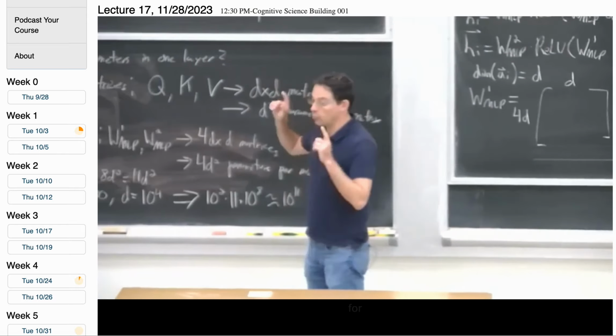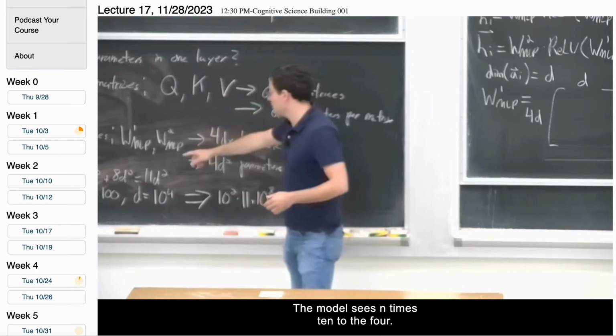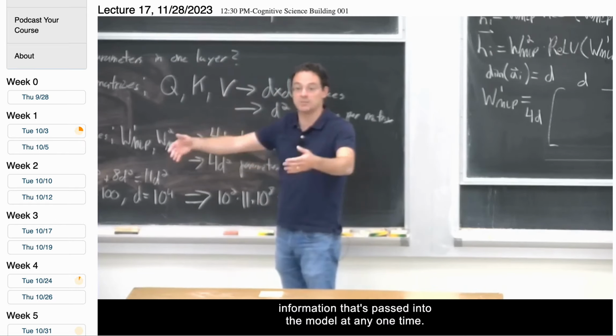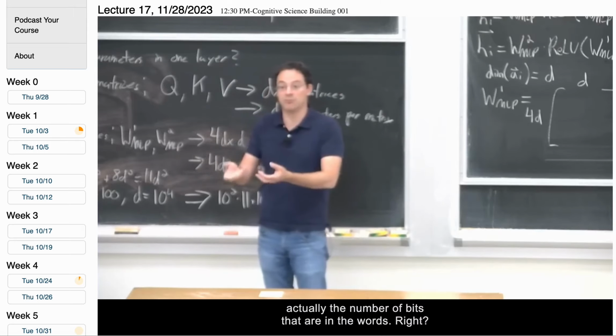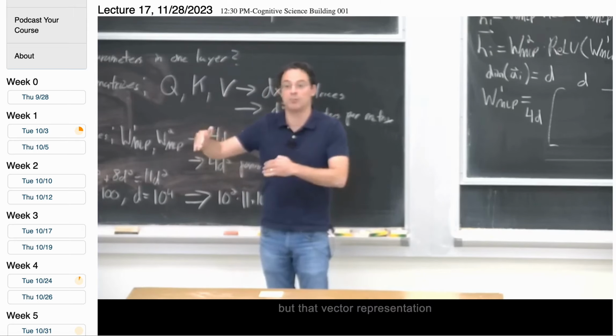What the model sees for one sentence, or one sequence, is n times 10 to the 4. N times d is the amount of information passed into the model at any one time. It's actually a lot less than that, because it's the number of bits that are in the words, right? We have a vector representation, but that vector representation itself needs to be learned.